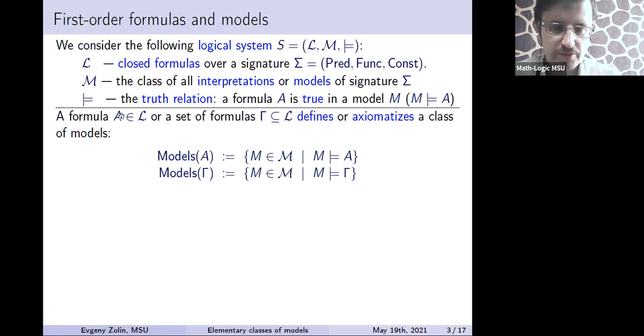If we take one formula A, it defines some class of models, the class of all models in which this formula is true. Similarly, we can do this for a set of formulas, gamma. It defines some class of models. It defines, or axiomatizes, another term.